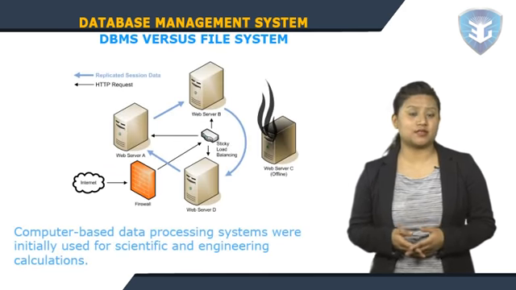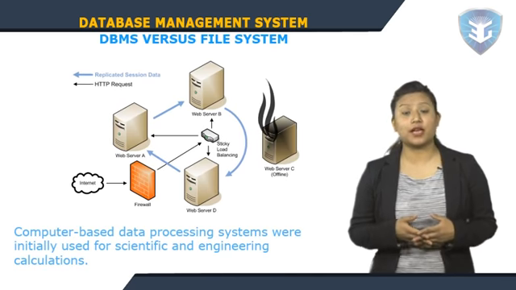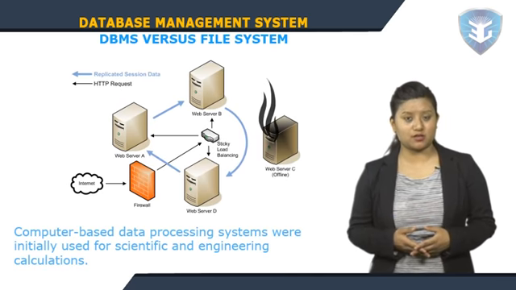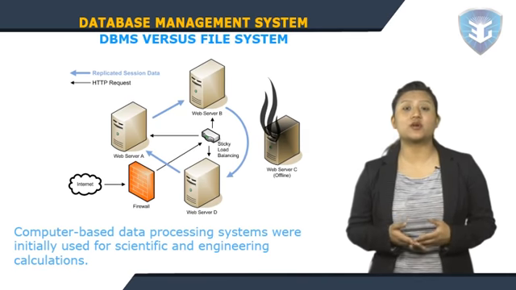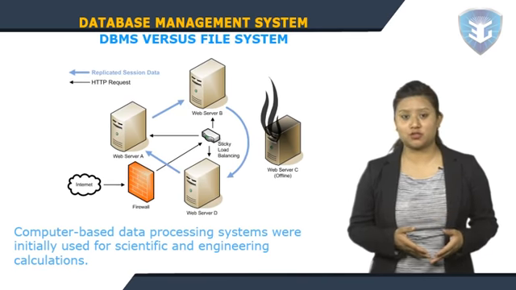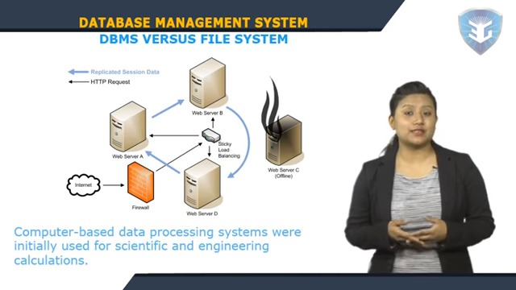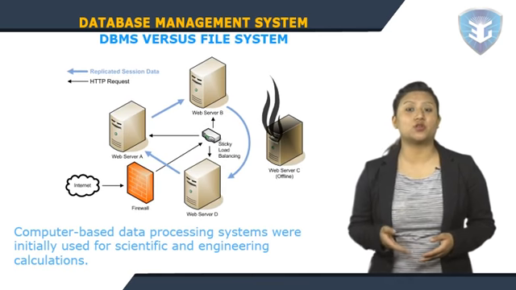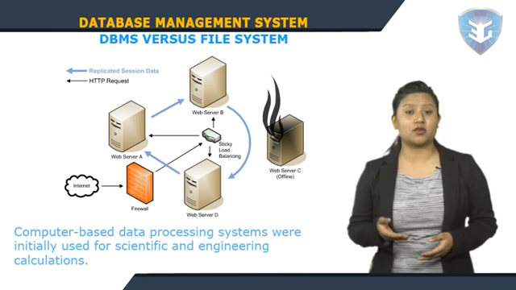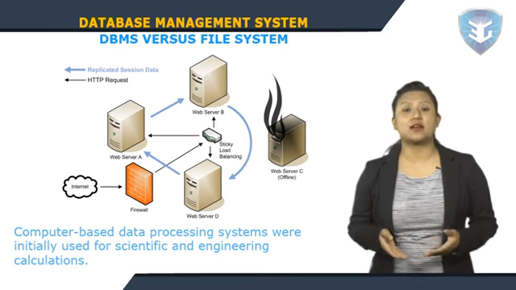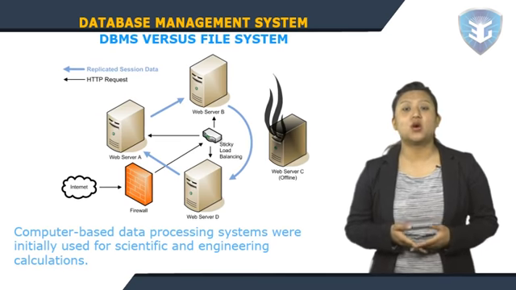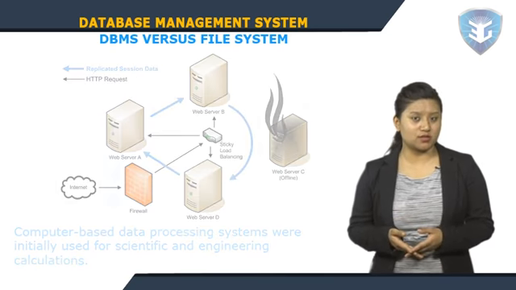Let us now learn about the DBMS versus the file system. Computer-based data processing systems were initially used for scientific and engineering calculations. With increased complexity of business requirements, gradually they were introduced into business applications. The manual method of filing systems of an organization, such as to hold all internal and external correspondence relating to a project or an activity, client, task, product, customer or employee, was maintaining different manual folders.